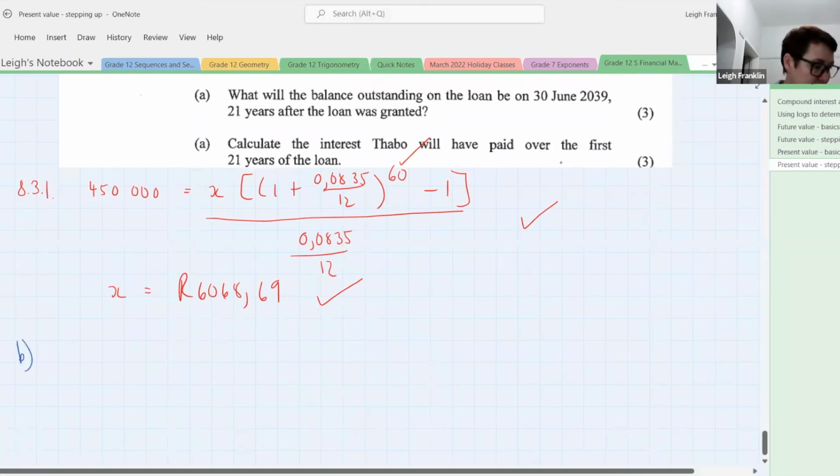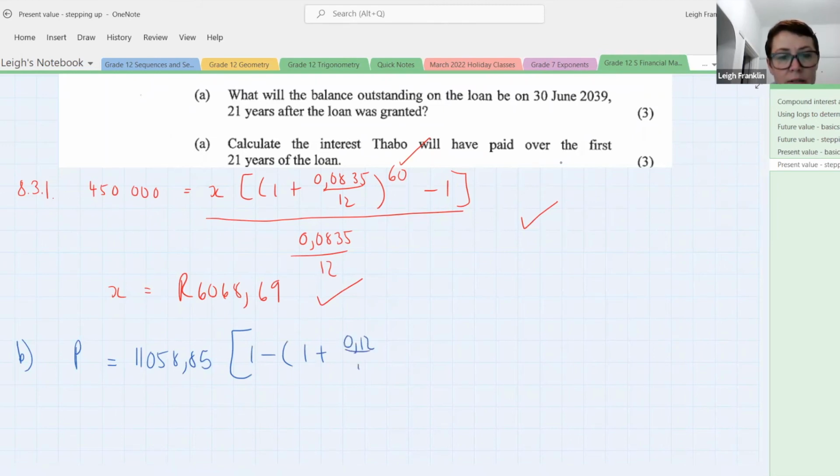Okay, so as far as B is concerned, the outstanding balance is paying 11058,85 every month. 1 minus 1 plus his interest rate is 12% compounded monthly, and now we need to work out how many payments does he still need to make. He's been paying the loan off for 21 years. Remember, it was a 25-year loan. How many more payments does he still need to make? Can anybody tell me?